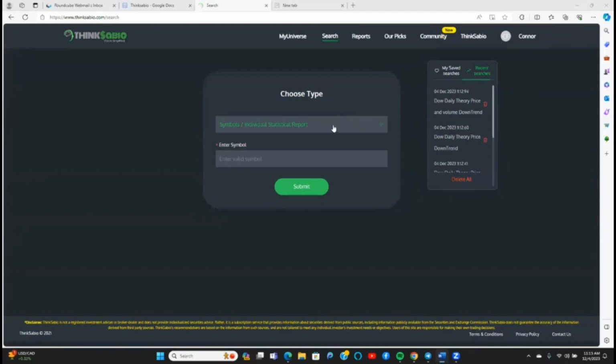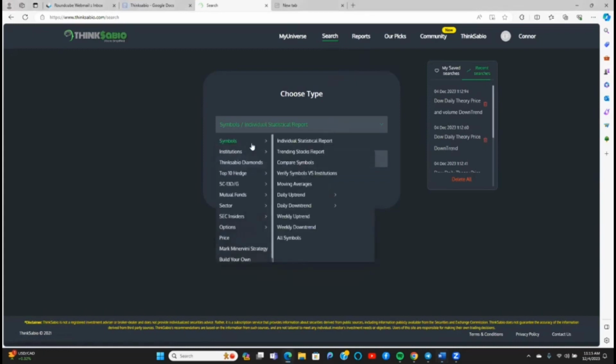All right, so the next reports that we're going to look at are the daily uptrend and downtrend reports. These look at the stocks that have been trending up and down over the last couple of days. So you can see which are performing better as of late. It also gives some long-term performance context.